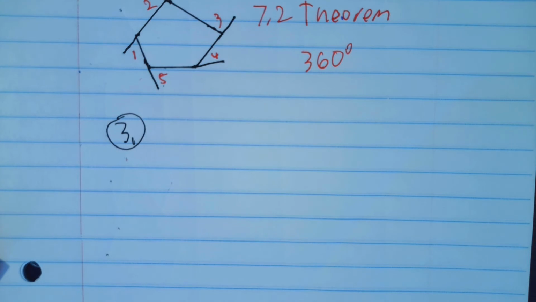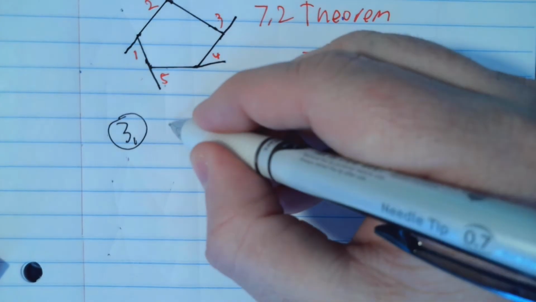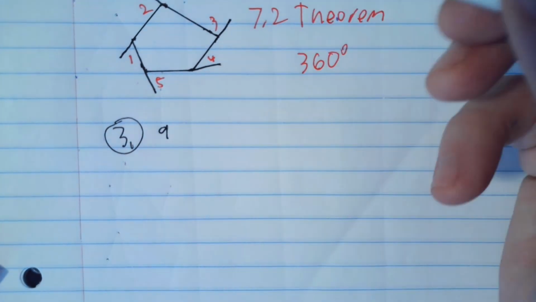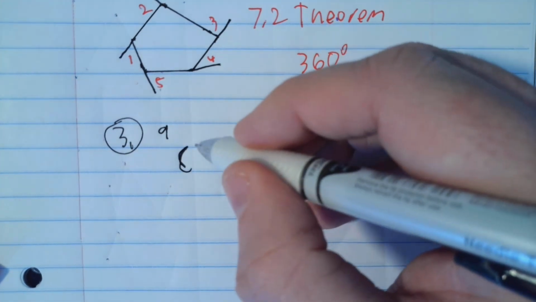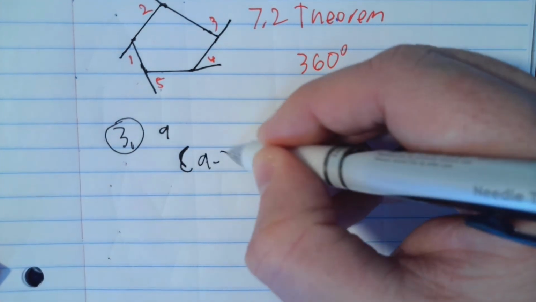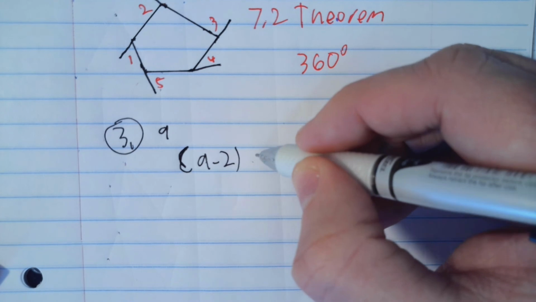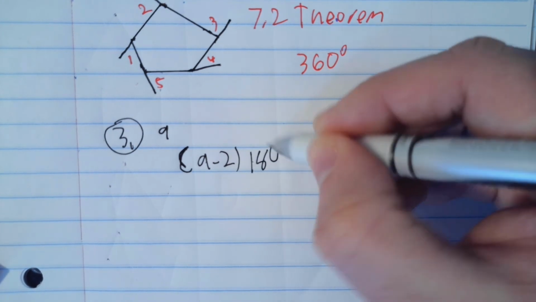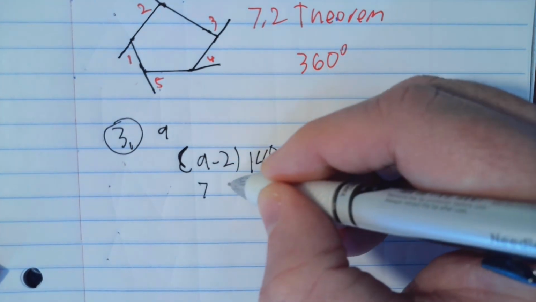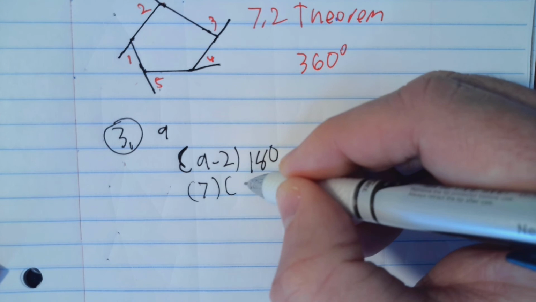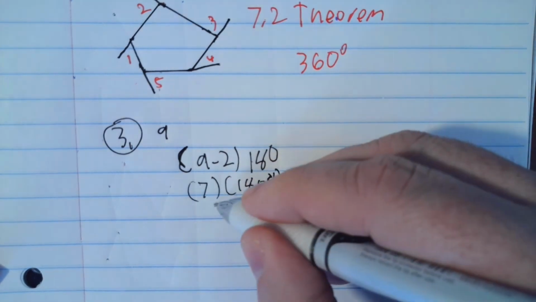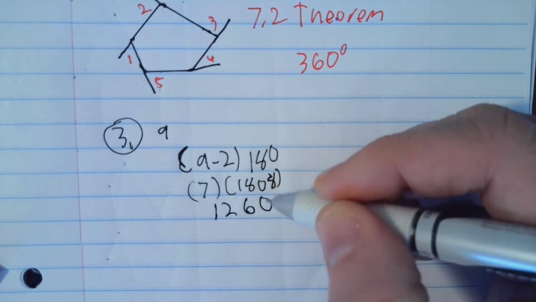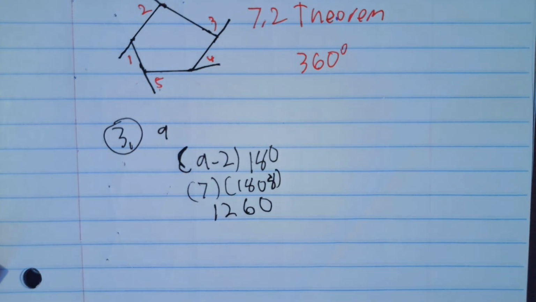Okay, nonagon. Well, I know a nonagon has 9 sides, and so I put it in my theorem. So I'm using that first theorem, 7.1. So that would be 9 minus 2 times 180. So that's 7 times 180. And that's all calculator. So that's going to give you 1260. Okay, next set. And this is probably your 5th problem.